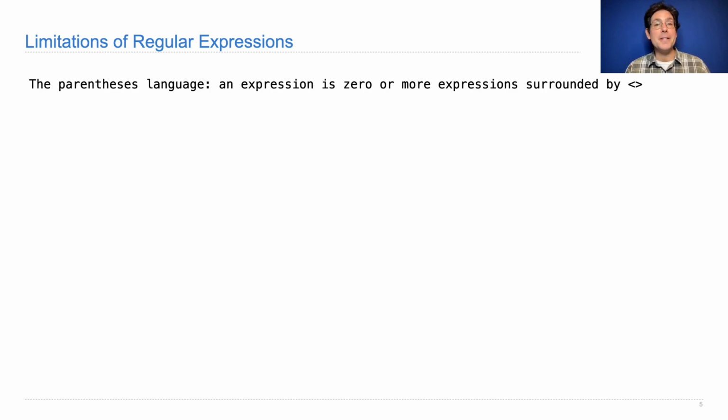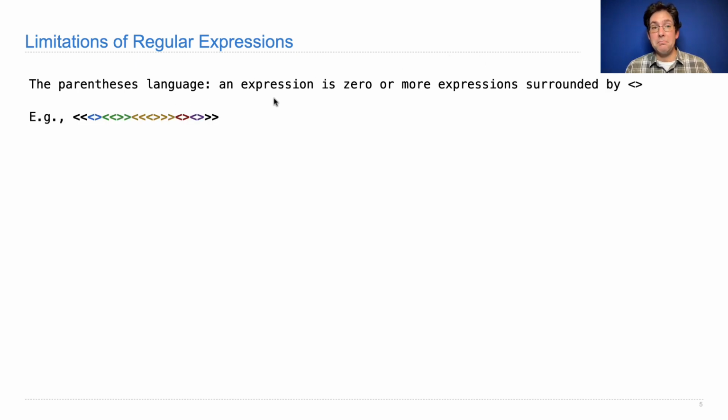To convince you of this, we'll look at an even simpler language than calculator, the parentheses language. An expression is 0 or more expressions surrounded by, well, these aren't parentheses, they're angle brackets. But they have a left and a right, so we'll think of them as parentheses. And why am I not using parentheses? Well, parentheses are special characters in regular expressions, which means you have to escape them, which makes everything more complicated, so we'll just use angle brackets.